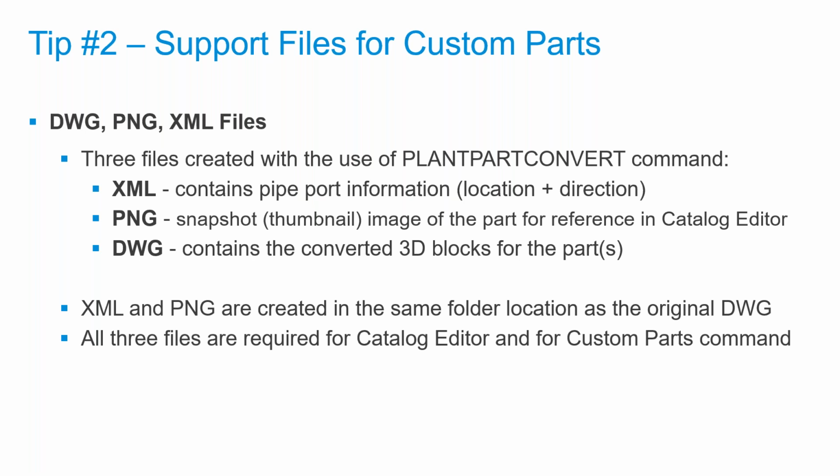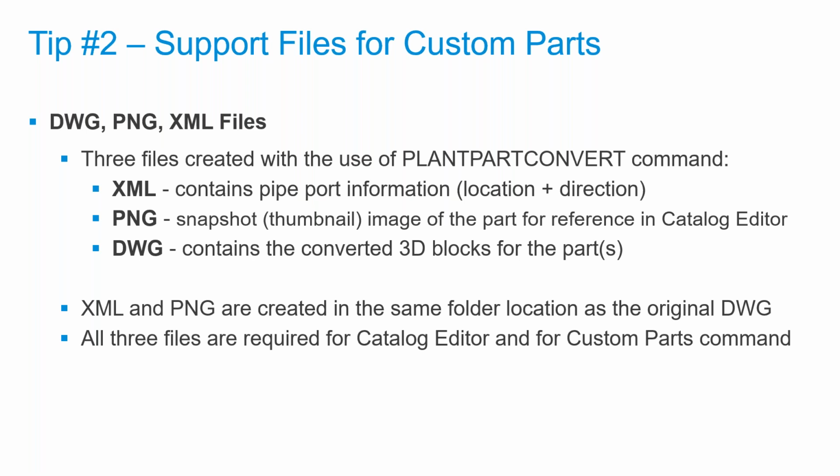So there are 3 files that are created when you use the plant part convert command. The XML is going to contain that pipe port information that we talked about, where you're adding the location and direction for those ports. There's a snapshot that gets created so that it can show up in the catalog editor. Also, it'll show up on the tool palettes if you add it to a spec. So that PNG image, that thumbnail image, is out there. And then there's the DWG file.